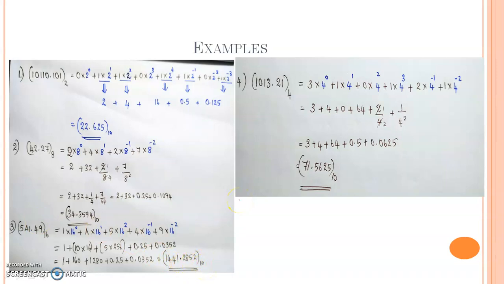And is it possible to have a number system with base 4? Yes. All the digits used in the number system will be less than 4, ranging from 0 to 4 minus 1, that is 0 to 3. So how will you convert a number in this system to decimal? You have to multiply every digit with powers of 4. So 3 into 4 raised to 0 plus 1 into 4 raised to 1 plus 0 into 4 raised to 2 plus 1 into 4 raised to 3 plus 2 into 4 raised to minus 1 plus 1 into 4 raised to minus 2. The answer is 71.5625 to the base 10.